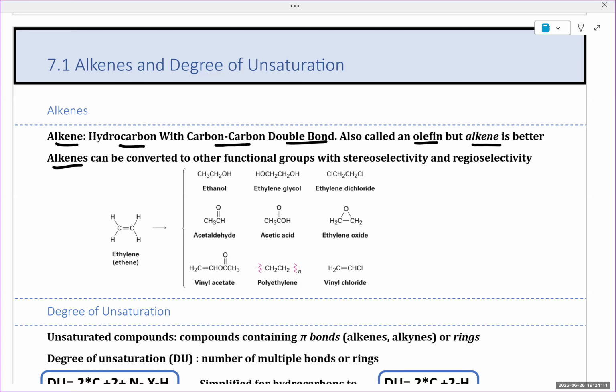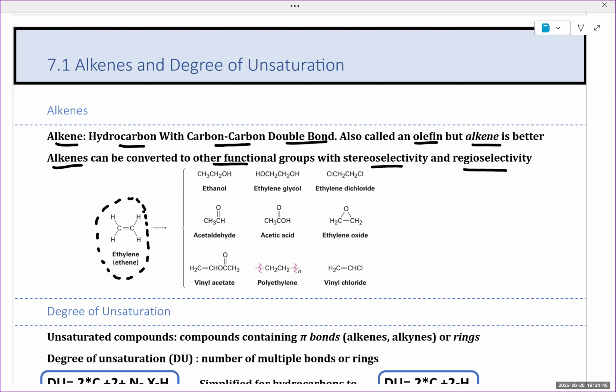Well, alkenes are very useful functional groups in that alkenes can be converted to other functional groups with stereoselectivity and regioselectivity. We can take a feedstock alkene such as ethylene and convert it through chemical reactions to a range of other functional groups such as alcohols, aldehydes, ketones, epoxides, alkyl halides. So alkenes are really useful functional group handles that can be converted to other functional groups.